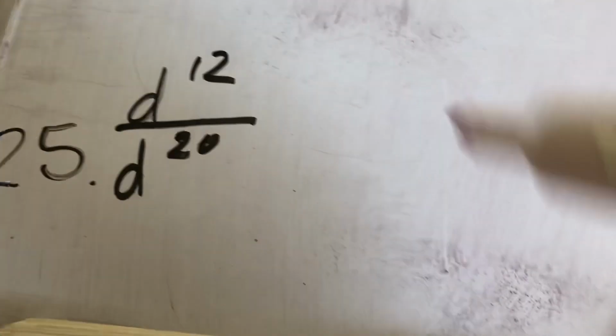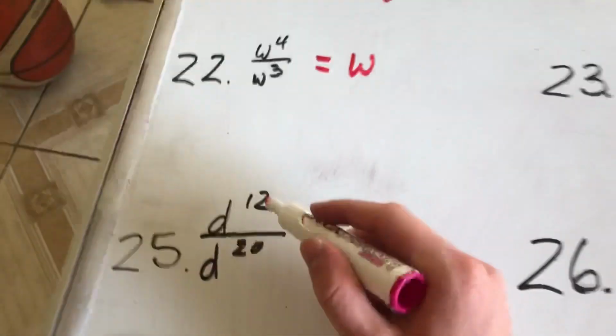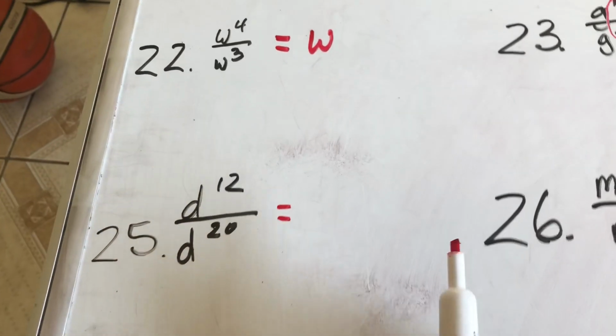Okay? This one's very similar. D to the 12th divided by D to the 20th.